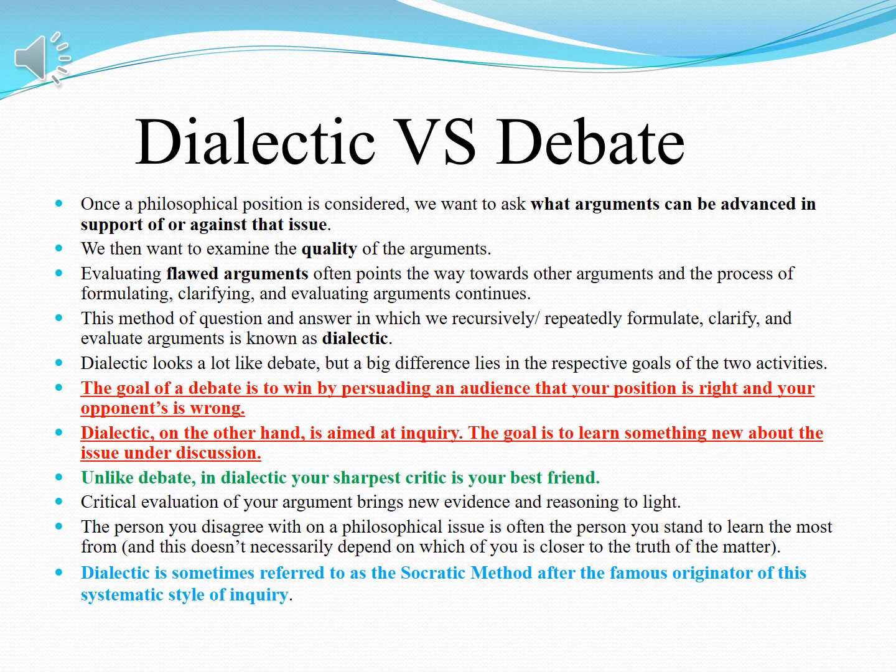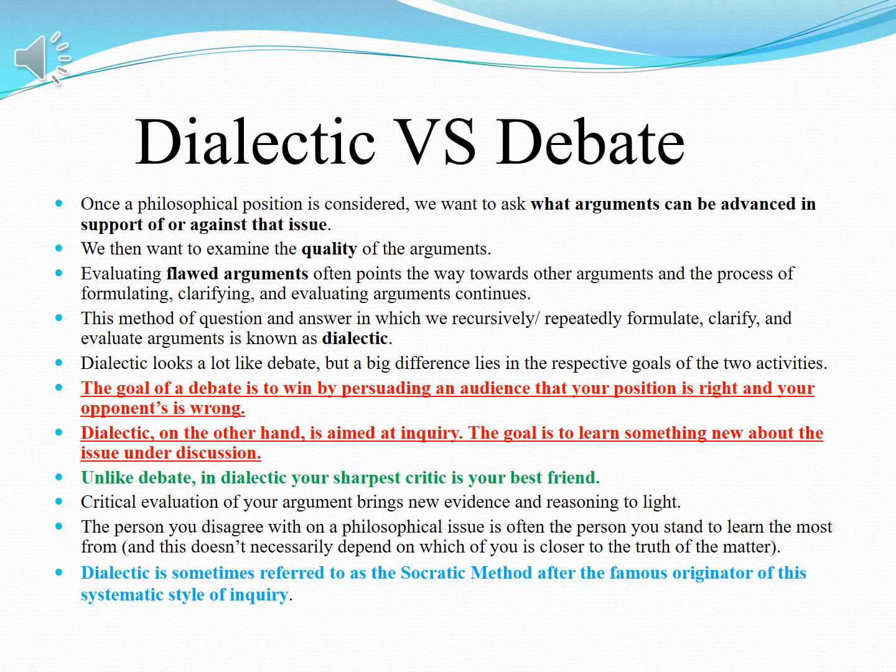Unlike debate, in dialectic, your sharpest critic is your best friend. So in dialectic, who is becoming your critic? It is your best friend, because they will argue with you and you have to answer that. That is, like I always say, a devil's advocate. So critical evaluation of your argument brings new evidence and reasoning to light, and when you talk more and more in a critical way, you bring more arguments and new evidence and reasoning into the issues.